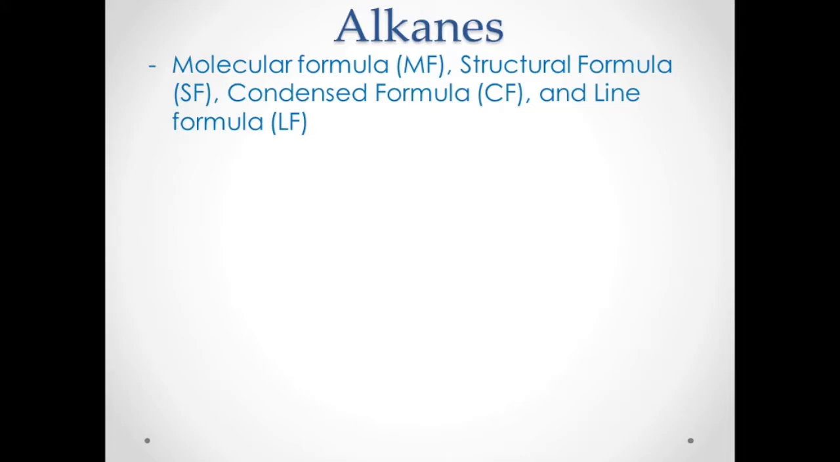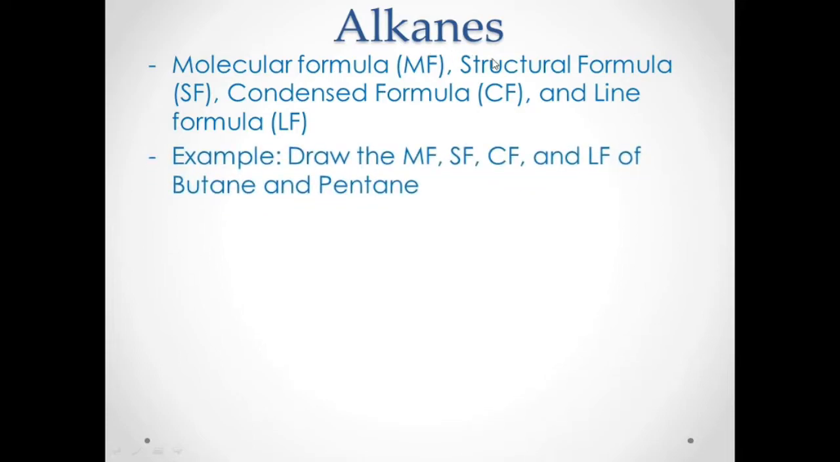So we can represent the formula for alkanes using molecular formula, structural formula, condensed formula, and line formula. So how do we do that? For example, write the molecular formula and draw the structural formula, condensed formula, and line formula of butane and pentane. Okay, remember earlier, butane has 4 carbons.